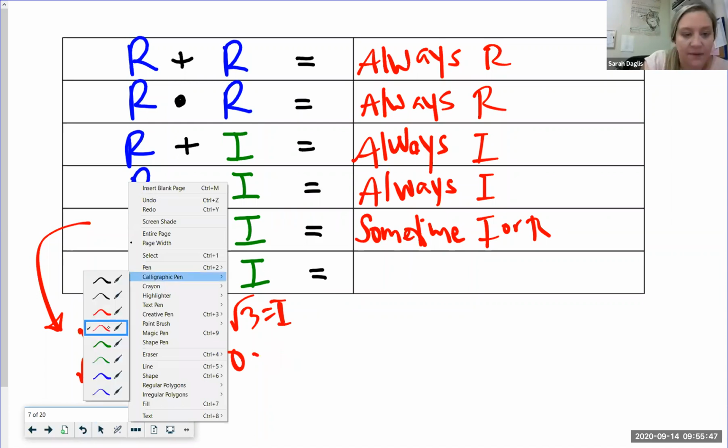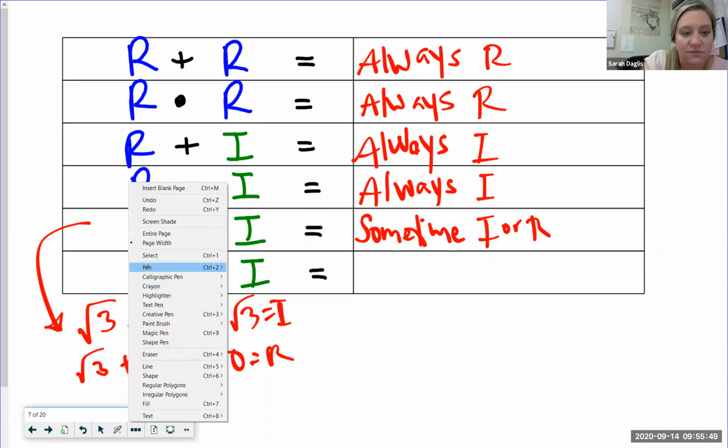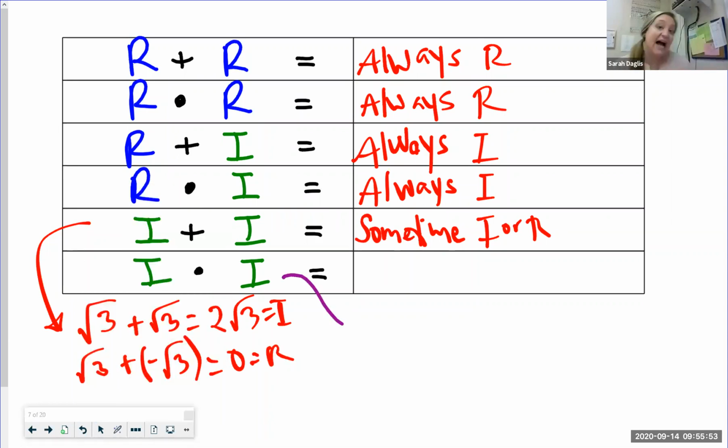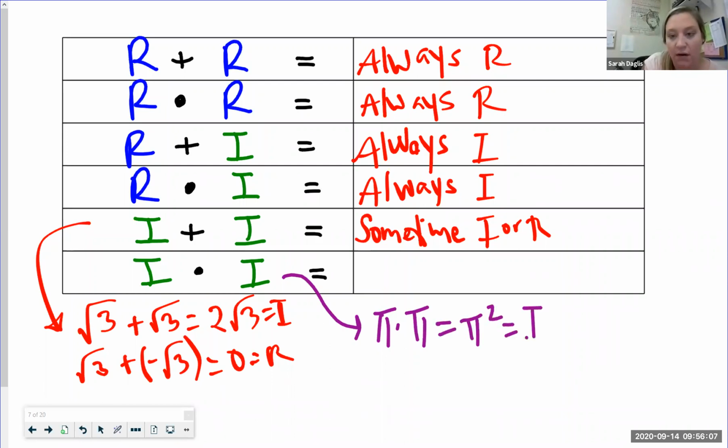There. All right. Now let's multiply. So if I have an irrational times an irrational, okay, let's use pi. If I do pi times pi, okay, what happens? Well, we get pi squared, right? That is an irrational number. Is there ever a time where I can multiply two irrationals to get a rational out of it? Okay, the answer is yes.